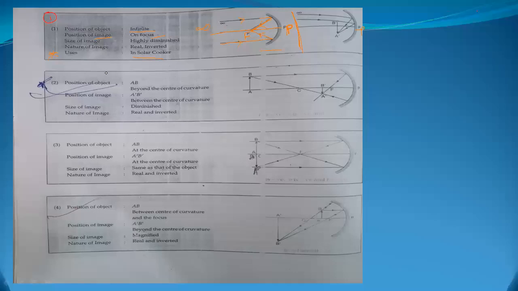Now see, the position of the object is beyond the center of curvature. That means here the position is beyond the center of curvature. Here is infinity. That is infinity. So it is beyond the center of curvature, means it will lie between infinity and the center of curvature. Clear, all of you? Yes, sir. Okay.